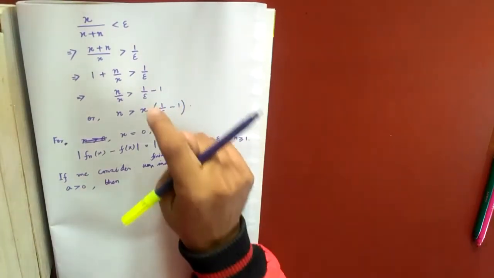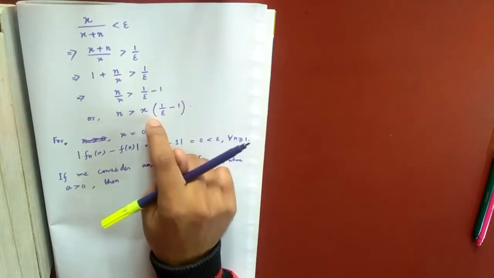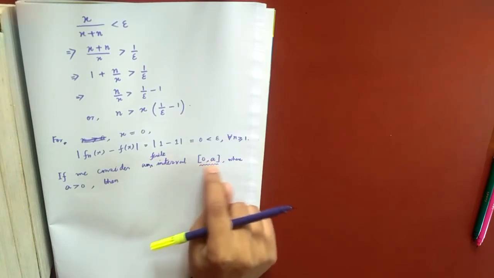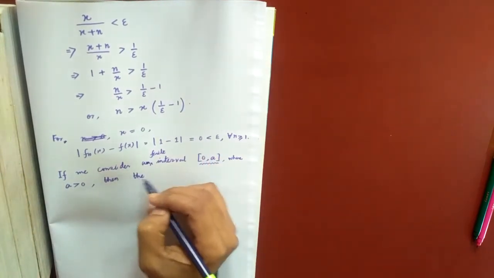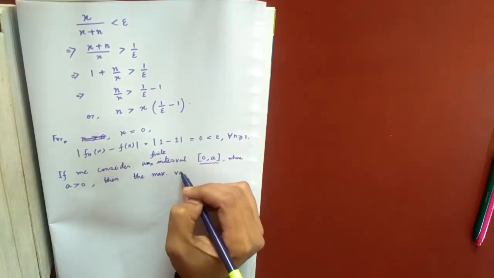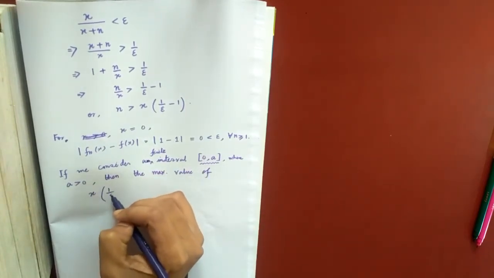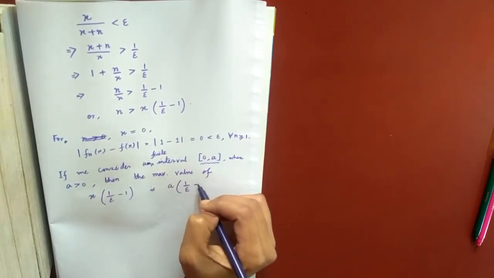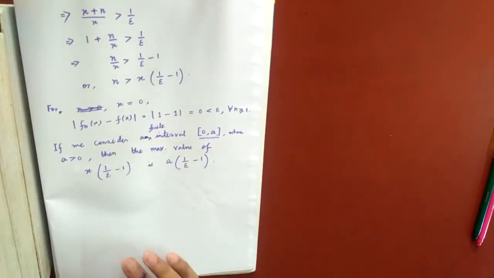You see, this increases with x. You increase the value of x, this quantity will increase. So now you see, this x lies here. What is the highest value of x? That will be a. So then the maximum value of x times (1 by epsilon minus 1) is a times (1 by epsilon minus 1). Did not get?